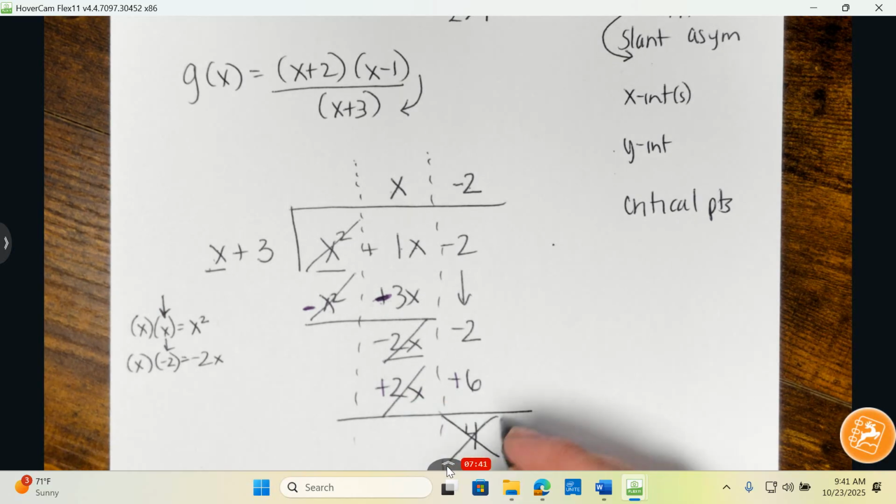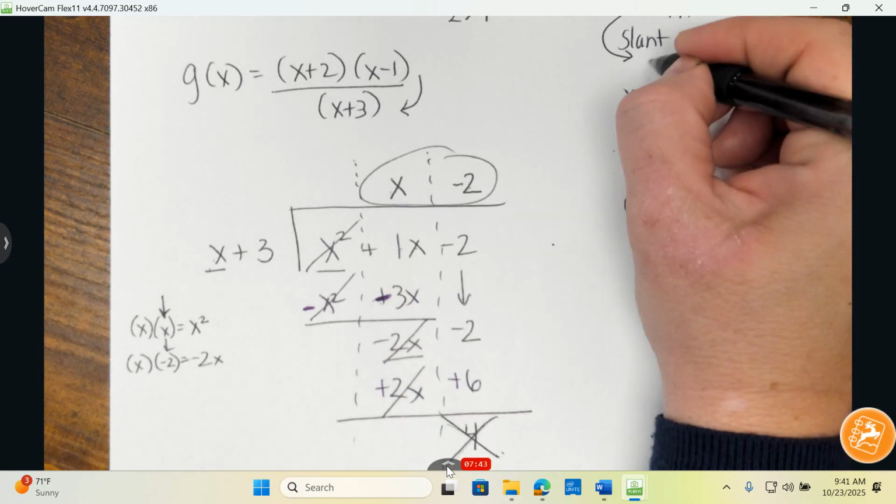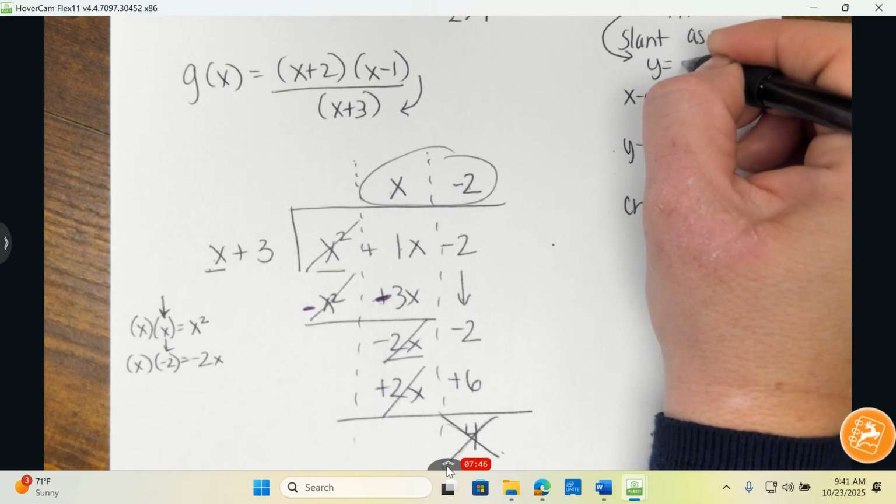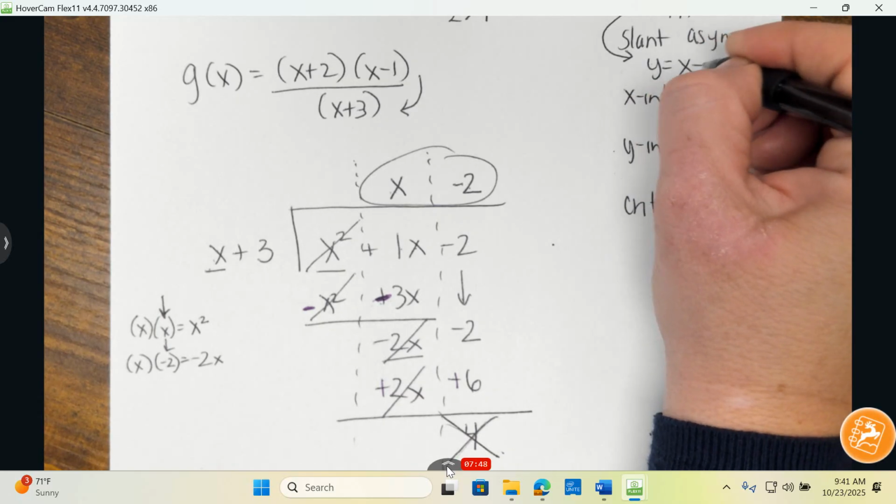So we do not care about the remainder. This is what we care about. Here's the equation of the slant asymptote. Y equals x minus 2.